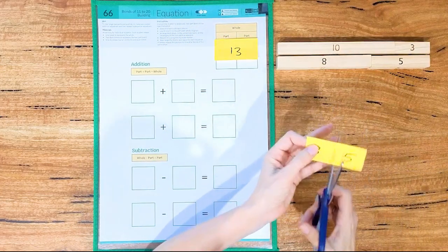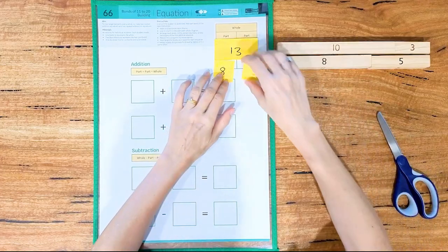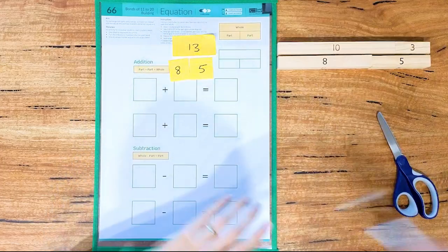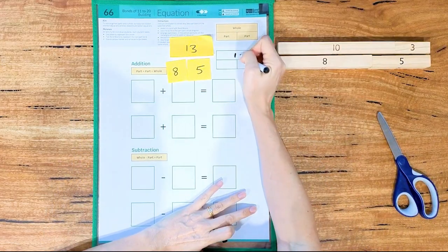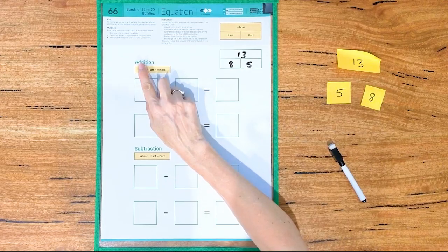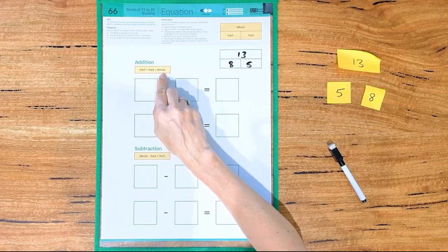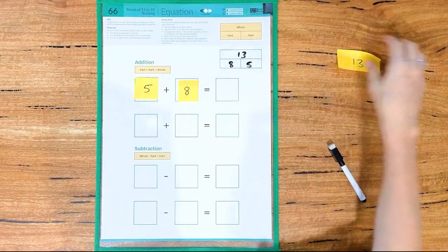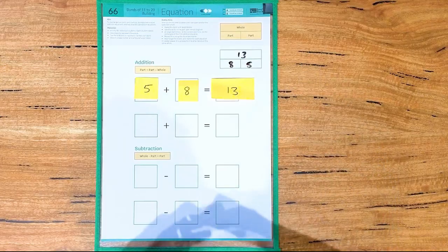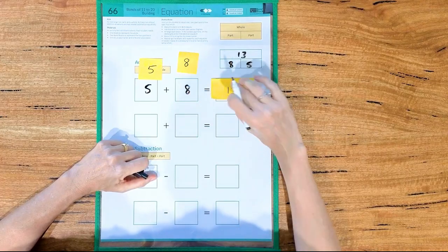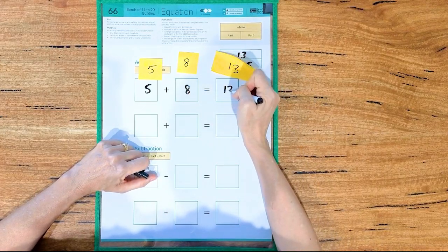We'll go there. And then my 2 parts will go there. I'm going to record that the whole of 13 is equal to the parts of 8 and 5. Addition is part add part equals whole. 5 add 8 equals 13.